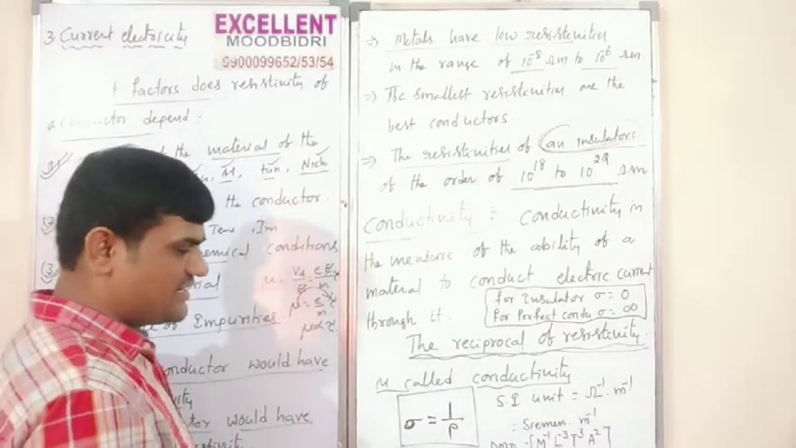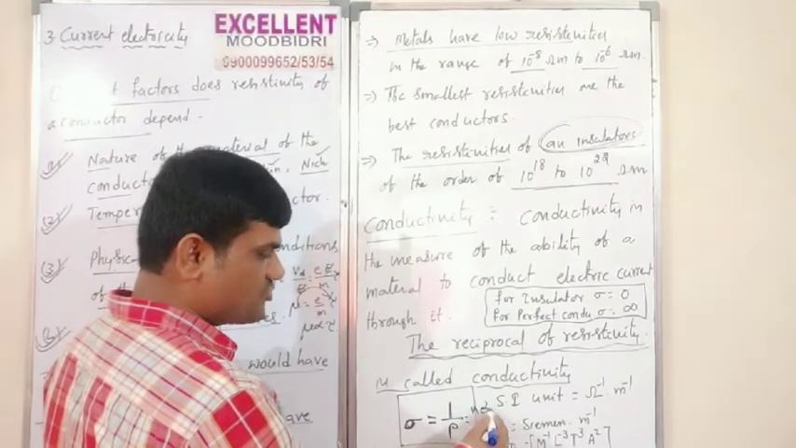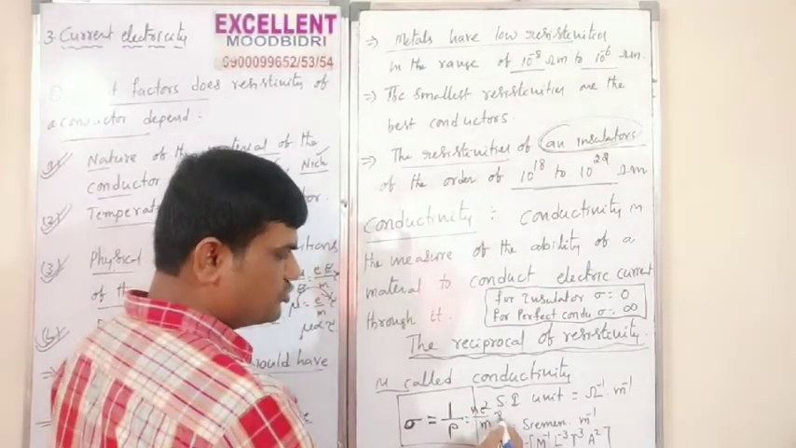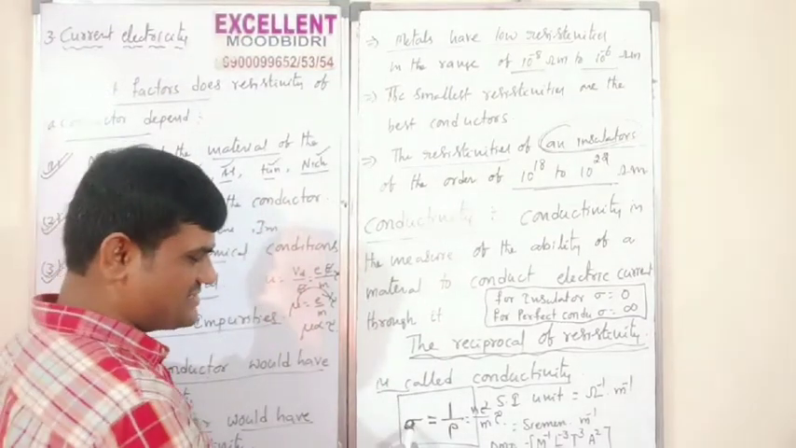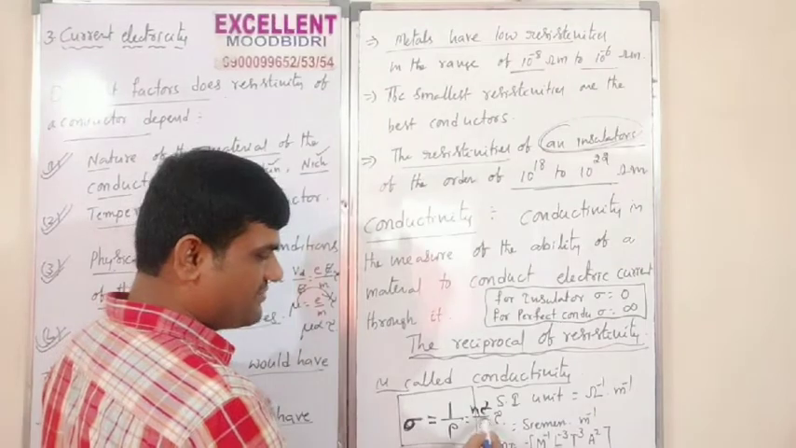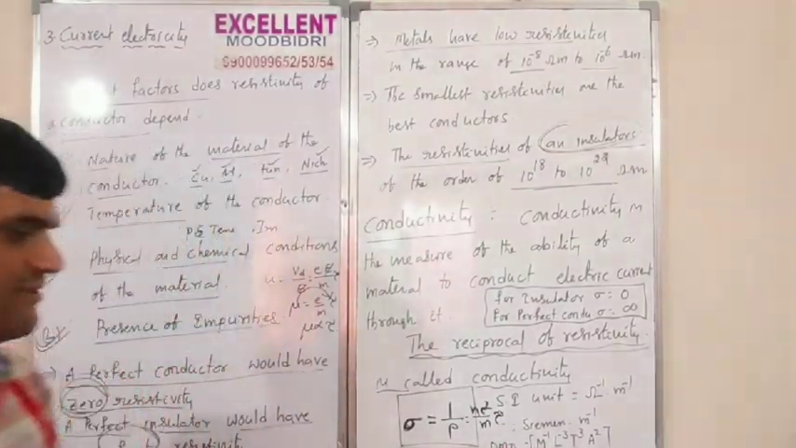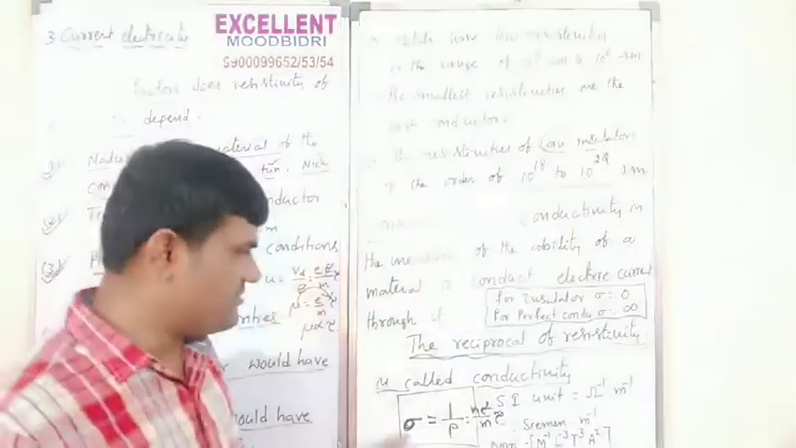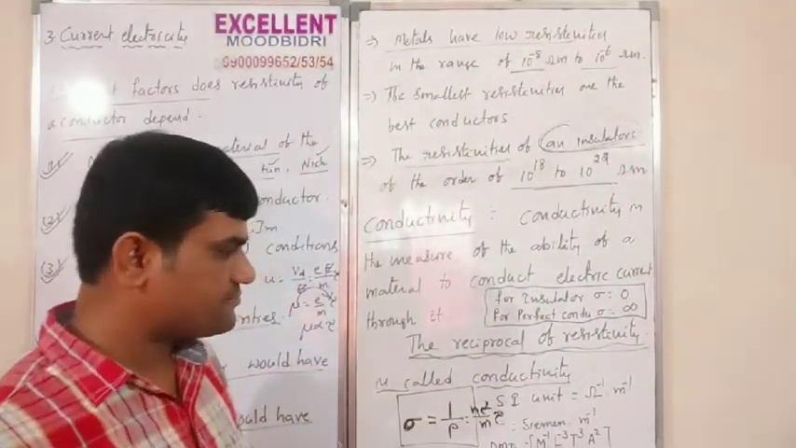The first expression also has this formula: sigma is equal to N E square divided by M into tau. This is the relation formula, and I have given the derivation for this one also. So, first the definition: the reciprocal of resistivity is called conductivity.